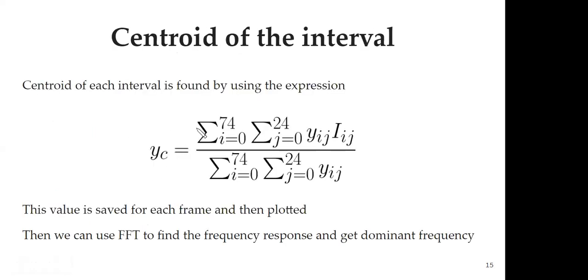Now the standard deviation of the interval can be found from this expression. And this value is saved for each frame and then plotted against the number of frames. Number of frames is a scaled version of time, since we know the frames per second. Then we can use FFT or any kind of Fourier transform to find the frequency response, and we can easily get the dominant frequency.